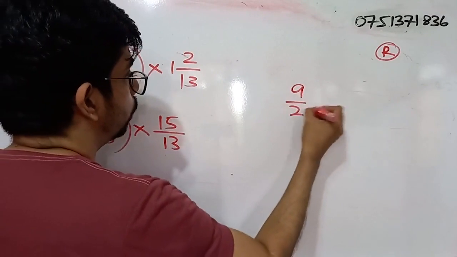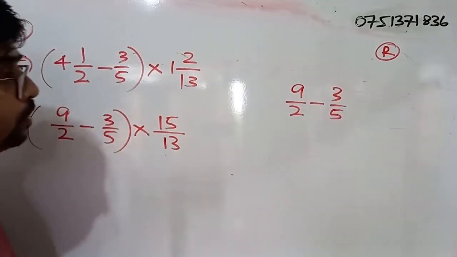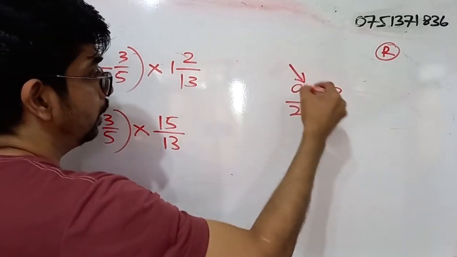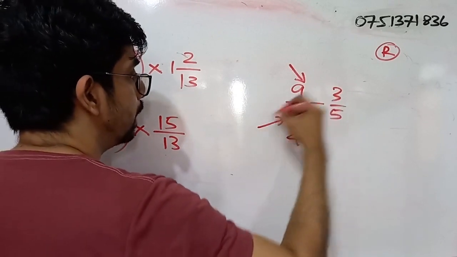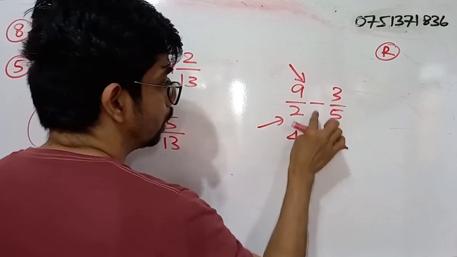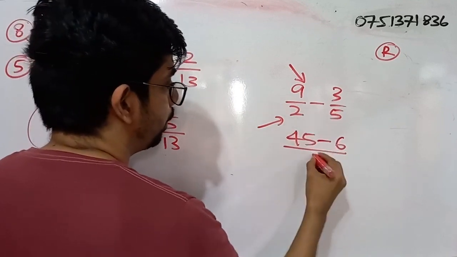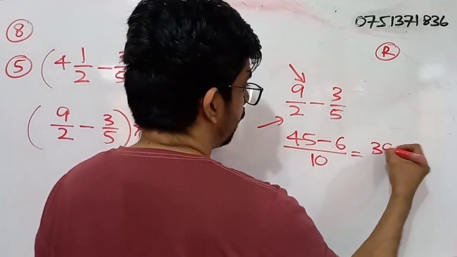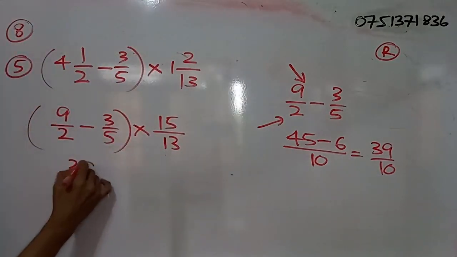So 9 by 2, we have to subtract 3 by 5. So we will use a shorter method. Cross multiply in this direction. So 9 times 5, we get 45. Now cross multiply in this direction. 2 times 3, that is 6. So we have to subtract. Then the denominator will be what? 2 times 5, that is 10. 45 minus 6, that is what? 39 by 10.